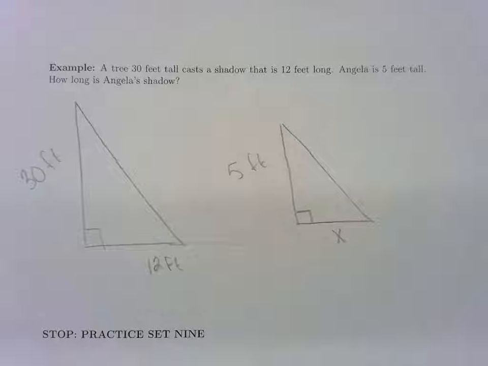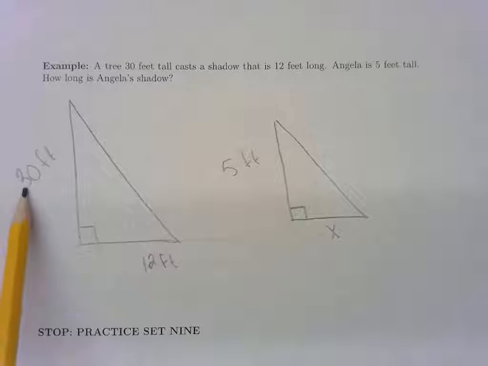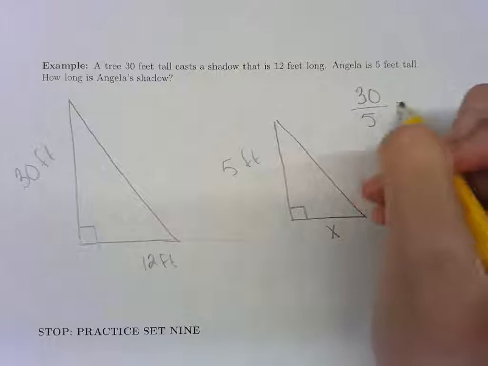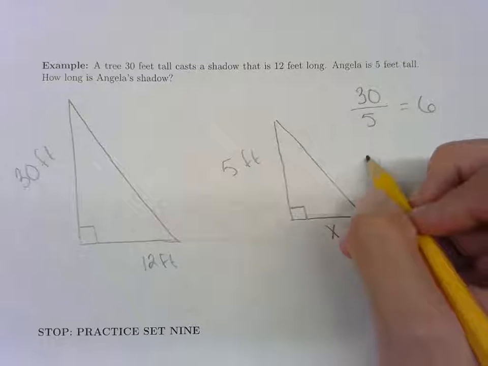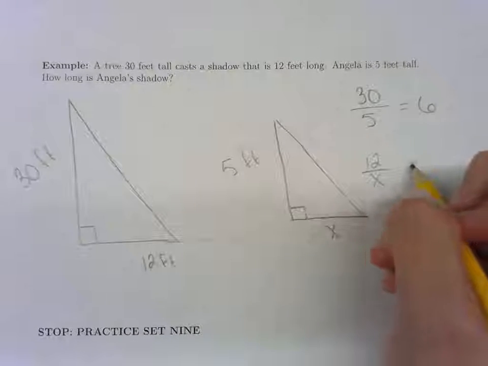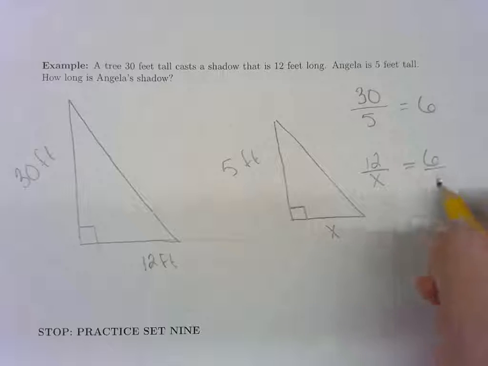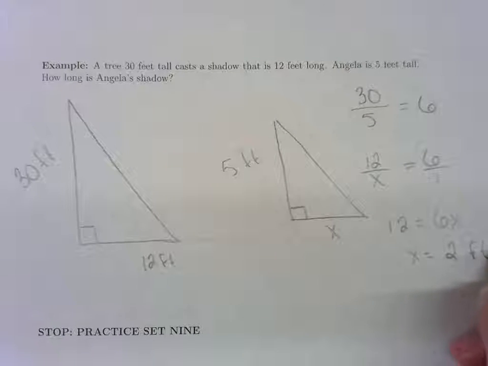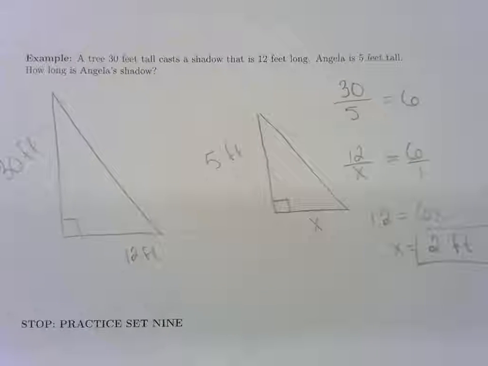Since the sun is facing the same, at the same time of the day, this should be similar. So we have that 30 is proportional to 5, so then 12 would need to be proportional to x. Let's figure out what our proportion is. 30 over 5 is 6. So that means that 12 over x needs to be 6 also. Cross multiply, that's 12 equals 6x, so x would be 2, and that is in feet. So there's an application of similarity.